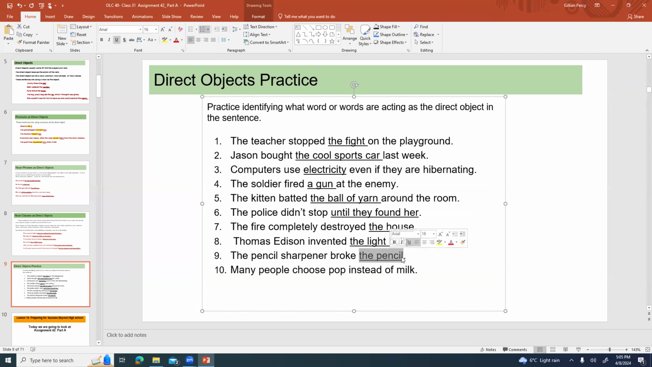Okay. Many people chose pop instead of milk. Okay, so I'm trying to think if it's just pop or if it's the whole thing, pop instead of milk. For the moment, I'm going to put just pop. And you can see that's one of those things with grammar where small things can be tricky.